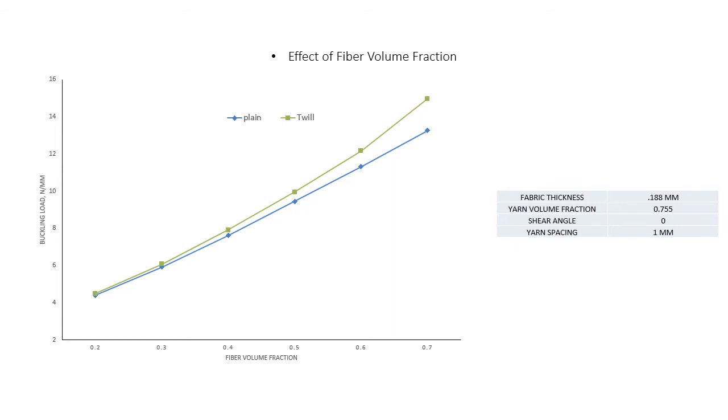And on the right side we can see the fabric thickness, yarn volume fraction, shear angle, and yarn spacing. These are the values. We took those standard values and kept them constant, and we just increased the fiber volume fraction to see its effect on the buckling load.